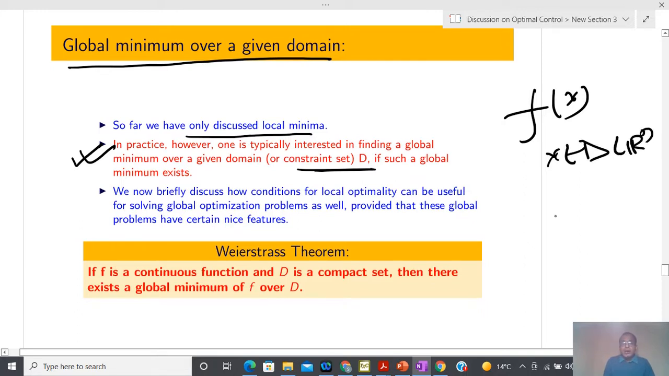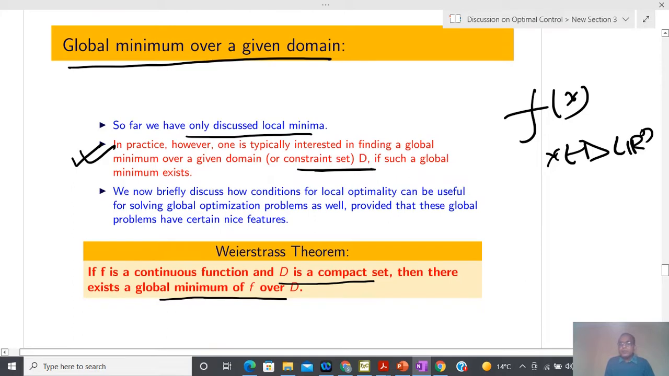Okay, now I am going to introduce another theorem, that is the Weierstrass theorem. What this theorem is telling is that if f is a continuous function and D is compact, compact set meaning a closed and bounded set, then there exists a global minimum of f over D.